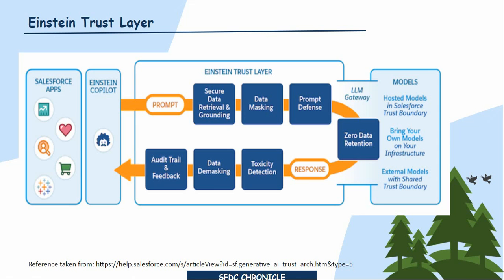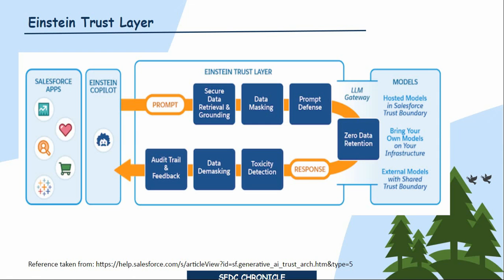Then how does Salesforce ensure that when we are using AI like Agent Force or Prompt Builder, our data is safe and secure and is not shared with a third party external system? There comes the concept of the Einstein Trust Layer. That's why it's necessary to understand what the Einstein Trust Layer is doing.